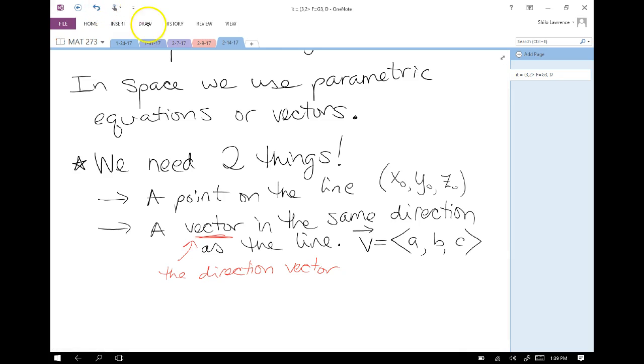And we call these components our direction numbers. They describe the slope in each of our different directions. In the x direction, our x values are changing by about a rate of a. In the y direction, our values are changing at a rate of b. In the z direction, our values are changing at a rate of c.